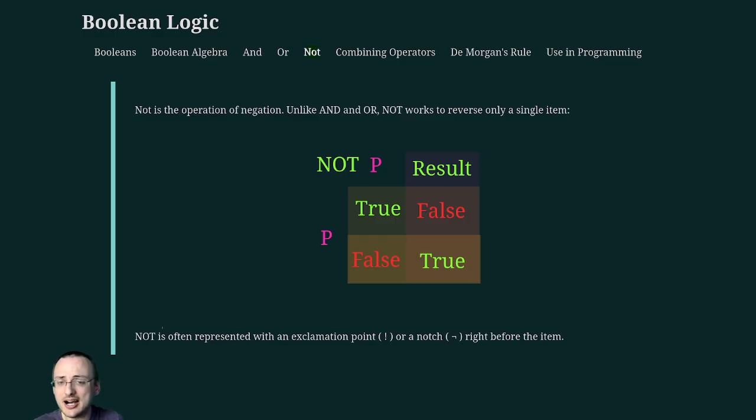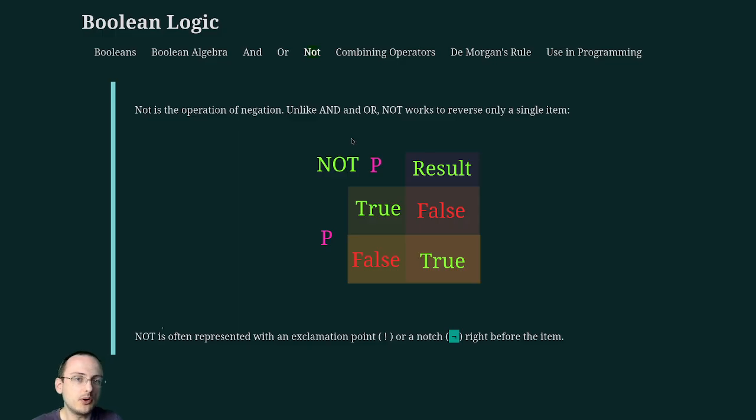So this not here is our third basic operation. Like our others, it does have some symbolic representations. Sometimes you'll see an exclamation point or a little notch like this, a line that comes down. Those, if you see them, that's just other ways to write not. So now we've got our operations.